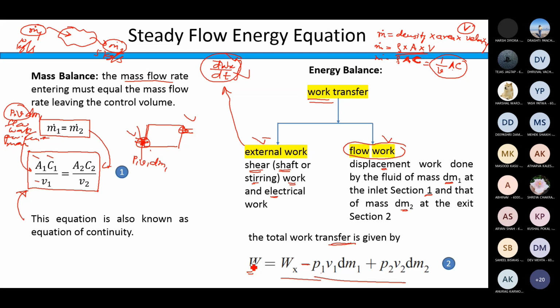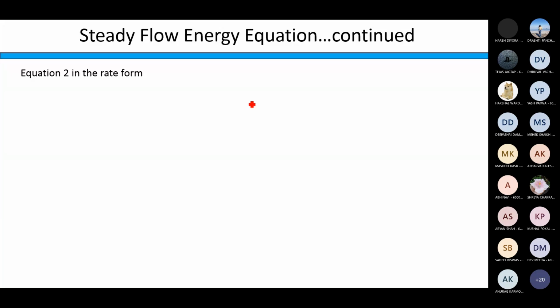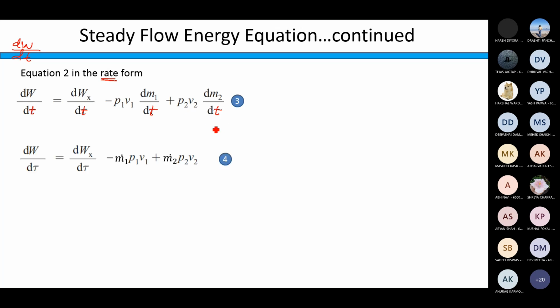So the next task is to expand these terms now. I want this kind of term on a per unit time basis, so I have to differentiate this now. Equation 2, which was in the form of W, I have to differentiate and write in terms of the rate form. Rate form is what? Differentiate with respect to time, and find the per unit time variation. So I will write dW by dt, like this. Equation 2 is just differentiated. So you will get dW by dt is dWx by dt minus P1 V1 dm1 by dt plus P2 V2 dm2 by dt. Name this as equation 3.